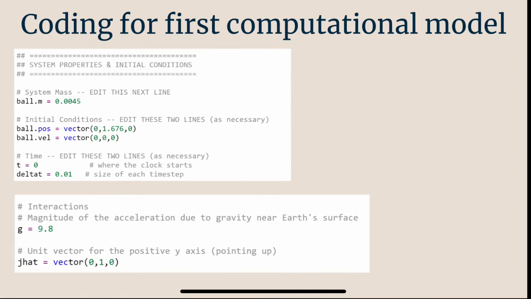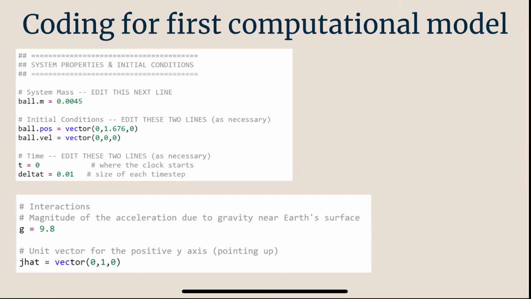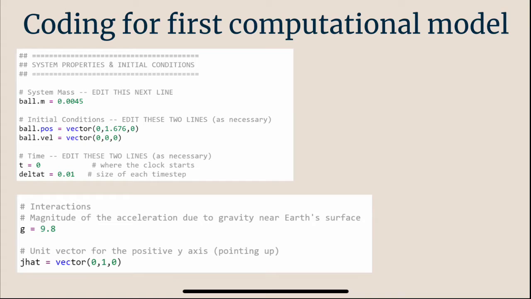As you can see on the slide, the ball's mass was put in kilograms, and then the ball's position vector and velocity vector were also defined. The ball's position started 1.676 meters above the ground, or the x-axis, and the ball's velocity is 0 because the ball was dropped from rest.